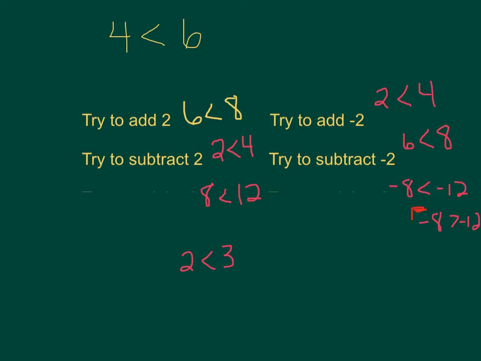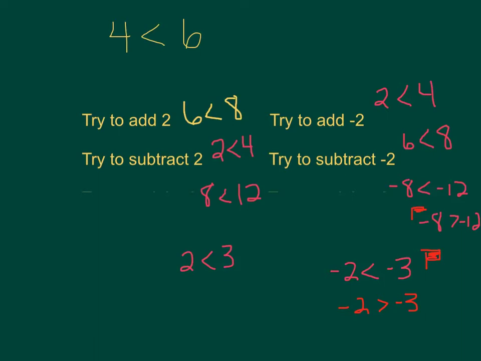Alright, let's try dividing by negative 2. So if I divide by negative 2, 4 divided by negative 2 is negative 2. Bring down my sign. 6 divided by negative 2 is negative 3. And then again, that is not a true statement. I would have to flip the inequality to make that a true statement.